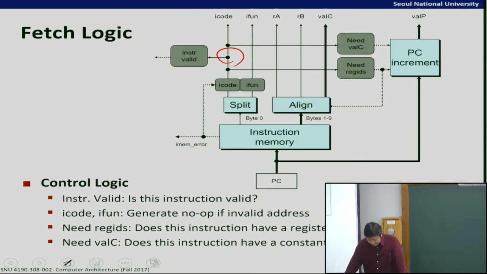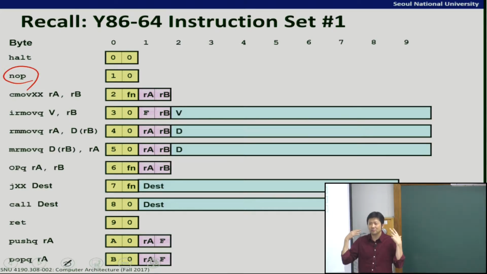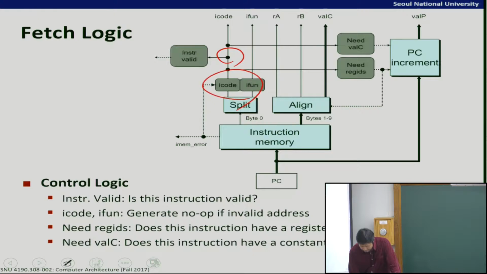And the next one is ICode and IFUN. If the address was invalid, then we need to override this ICode and IFUN to a NOP, a no operation. If you go back, this one is NOP, no operation. It's kind of harmless; if you execute it, it just does nothing. So if you hit some invalid address, then the control logic replaces this instruction with NOP automatically. That's what these blocks do.